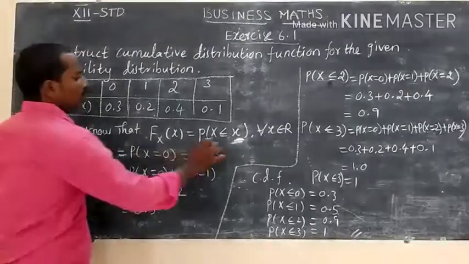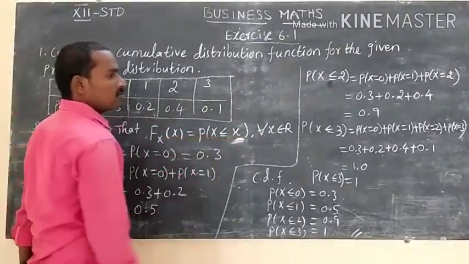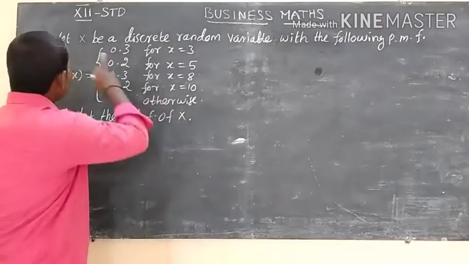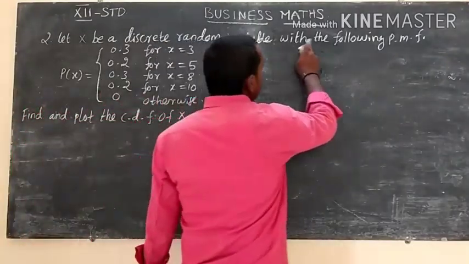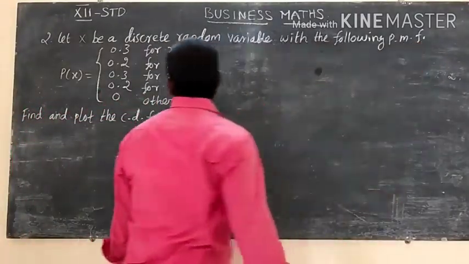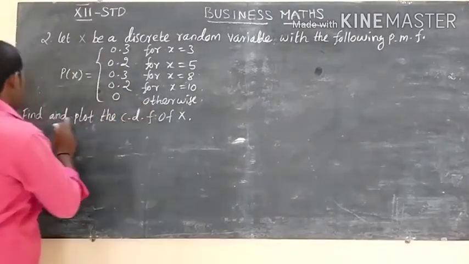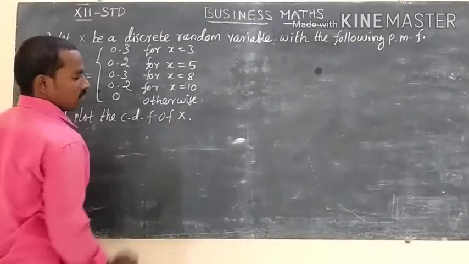This is the formula for the cumulative distribution function: F_X of x equal to P of X less than or equal to x. Understood the first question? Okay, next, the second question. Let X be a discrete random variable with the following probability mass function p of x. The probability mass function is given. Find and plot the cumulative distribution function of X.